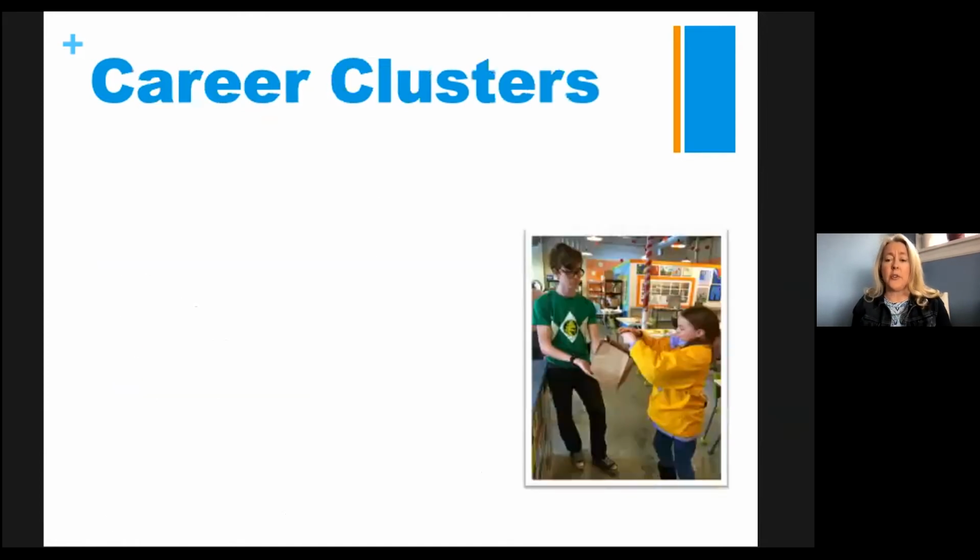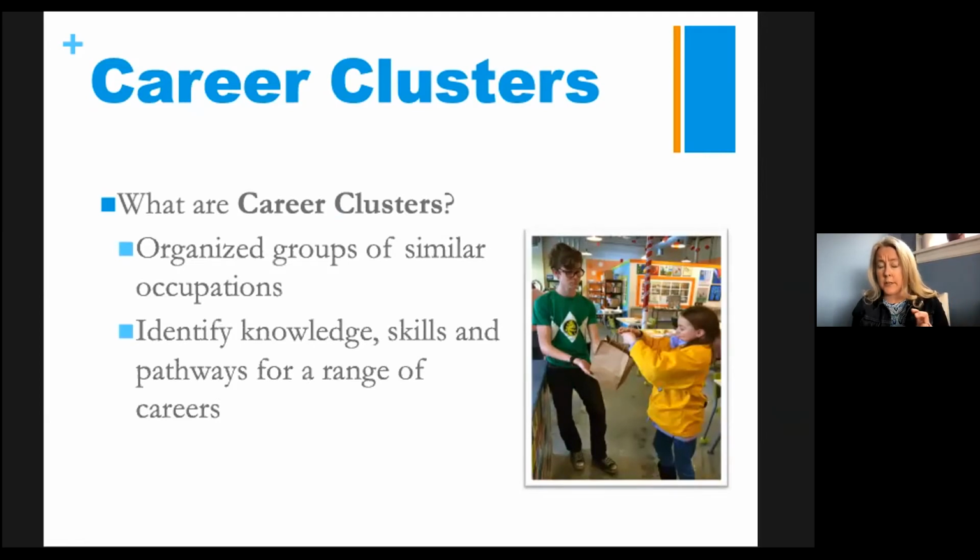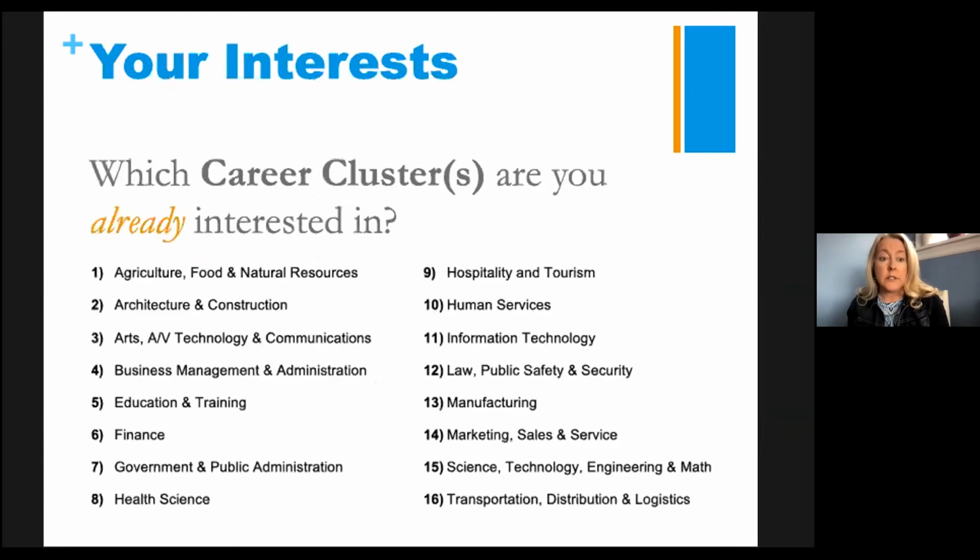Now, there are all sorts of different tools that can help with career planning, and they do things like grouping careers by your characteristics, by the job's characteristics. One tool that we're going to talk about is called career clusters. Career clusters are organized groups of similar occupations, and each career cluster identifies knowledge, skills, and pathways for a range of careers. There are 16 career clusters that are commonly referred to nationally in the United States. So we'll share some resources to help you look at all of those, and today we'll go over some examples.